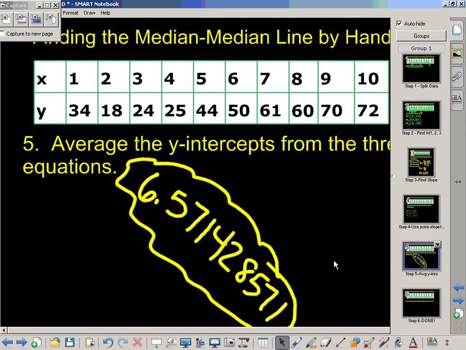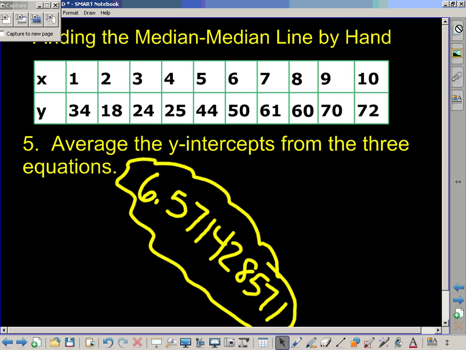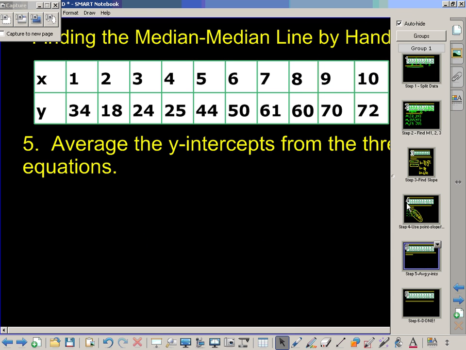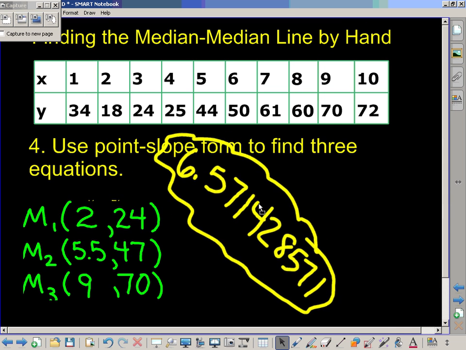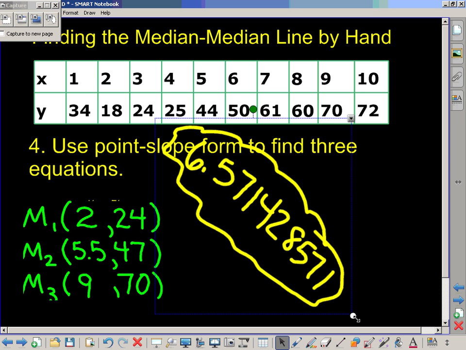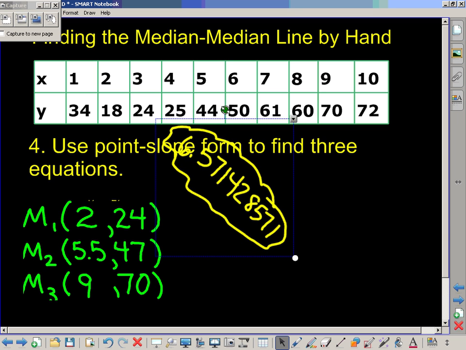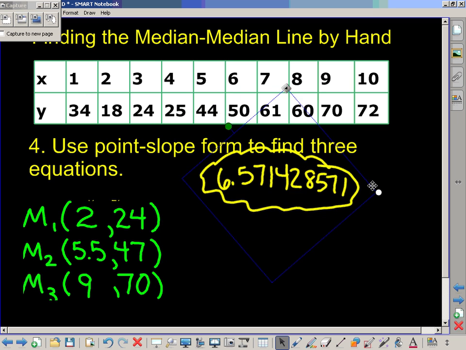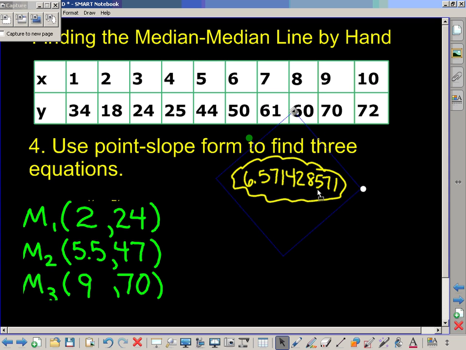So we're on page 5. Just kidding, we're on page 4. All right, everybody, sorry for the little momentary lapse of organization. There we go. We have our slope, which is the king up there at the top, 6.571428571. And we have our 3 points, M1, M2, and M3.